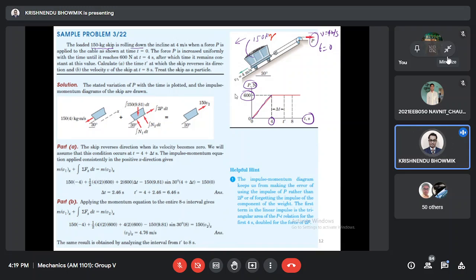Calculate the time t prime at which the skip reverses its direction, and B, the velocity of the skip at t equal to 8 seconds. Treat the skip as a particle. So this one we will consider as a particle. Initially the velocity is given here.